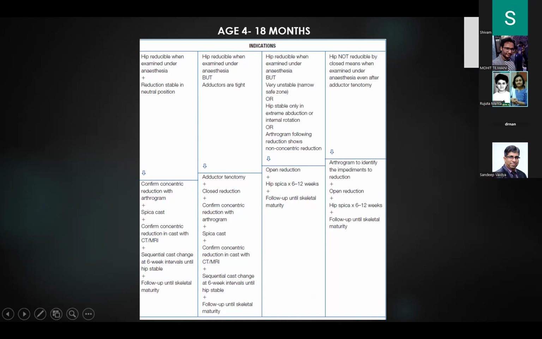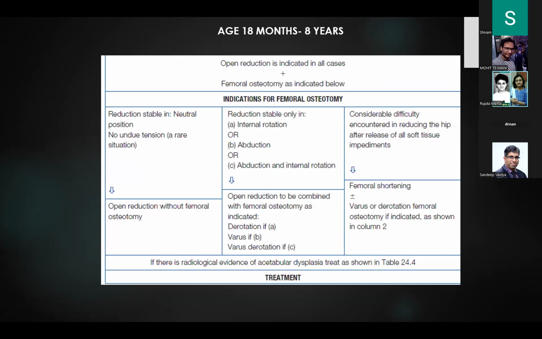If the hip is not reducible by closed means when examined under anesthesia, even after an adductor tenotomy, then arthrograms are done to identify impediments to reduction, and open reduction is carried out, again followed by hip spica application and a transarticular K-wire. In 1.5 years and above, open reduction is indicated in almost all cases, and this may or may not be coupled with a femoral osteotomy and a pelvic osteotomy as the case may require.